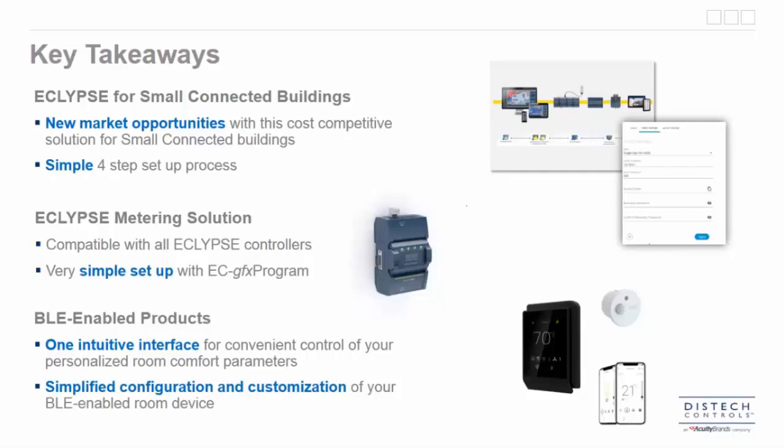And regarding the Bluetooth low energy enabled products, we need to keep in mind that now we are providing an intuitive interface for convenient control of all the comfort parameters directly from a wall device, but also from a mobile application with a local connection between the mobile phone and a room device. And these new products are also simple to configure and to customize to have a user interface relevant regarding the application in the room.